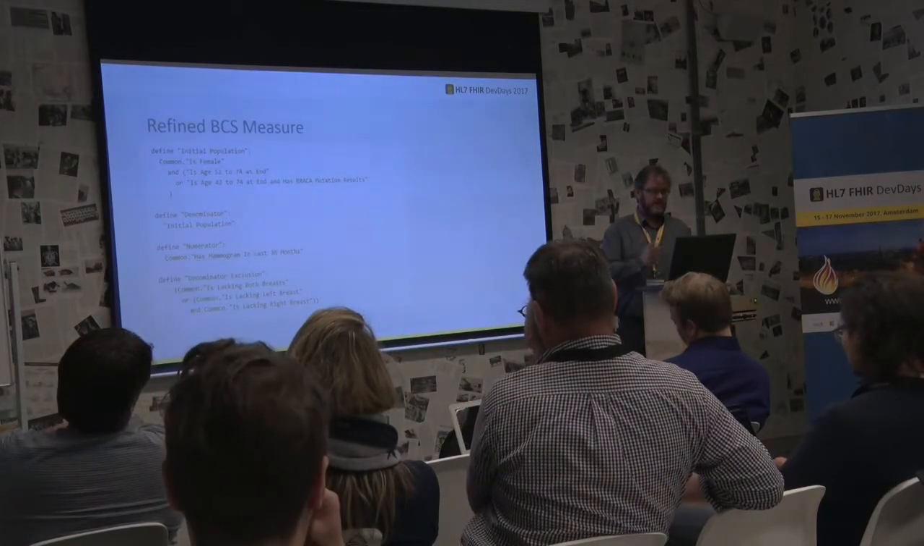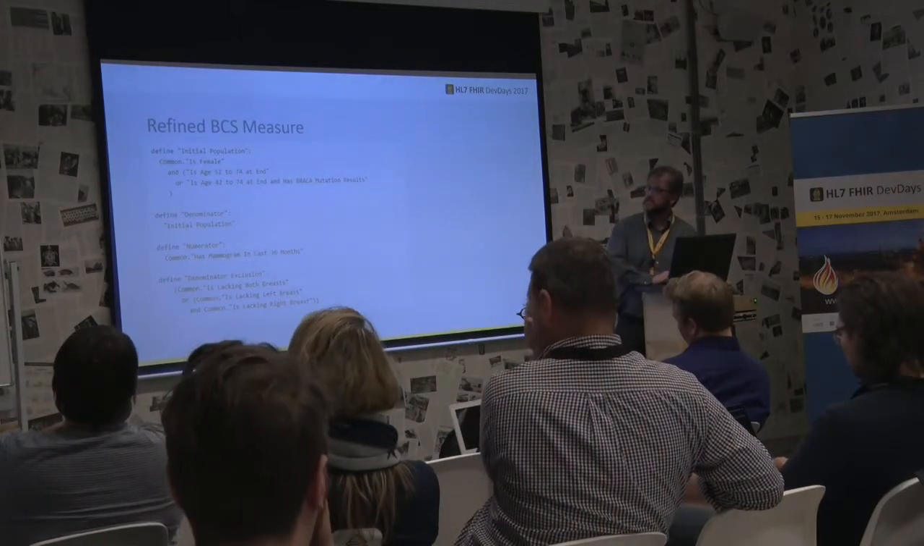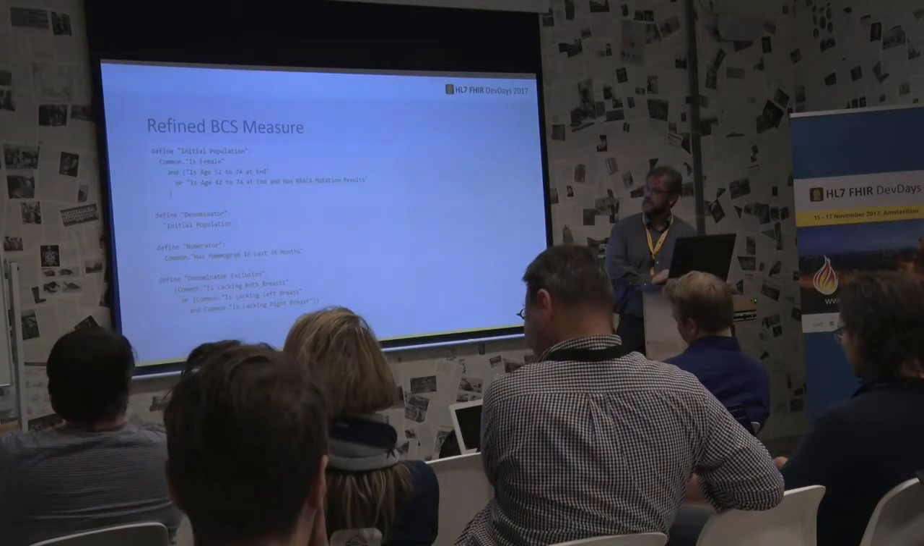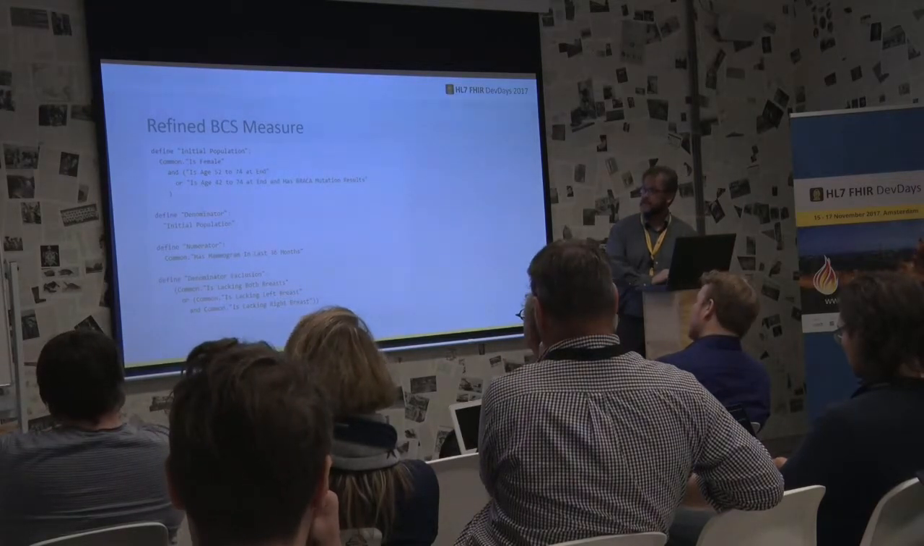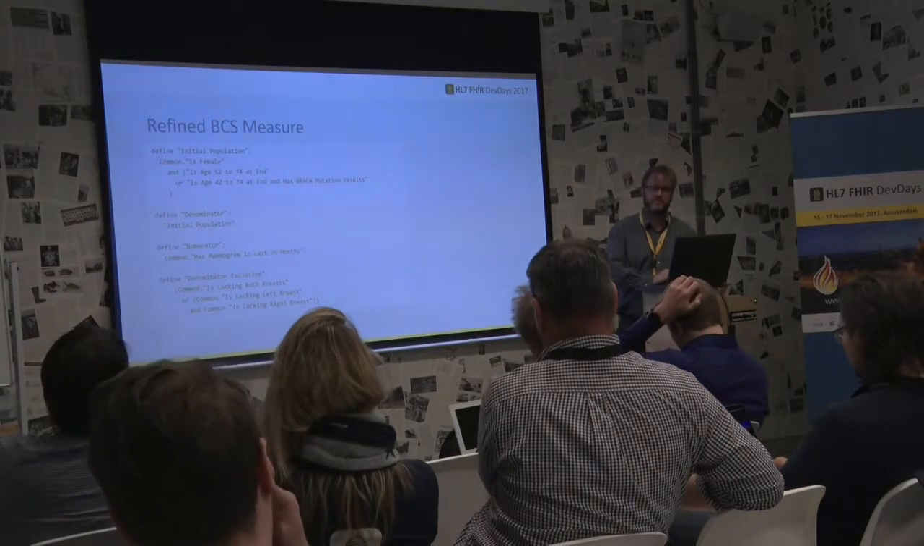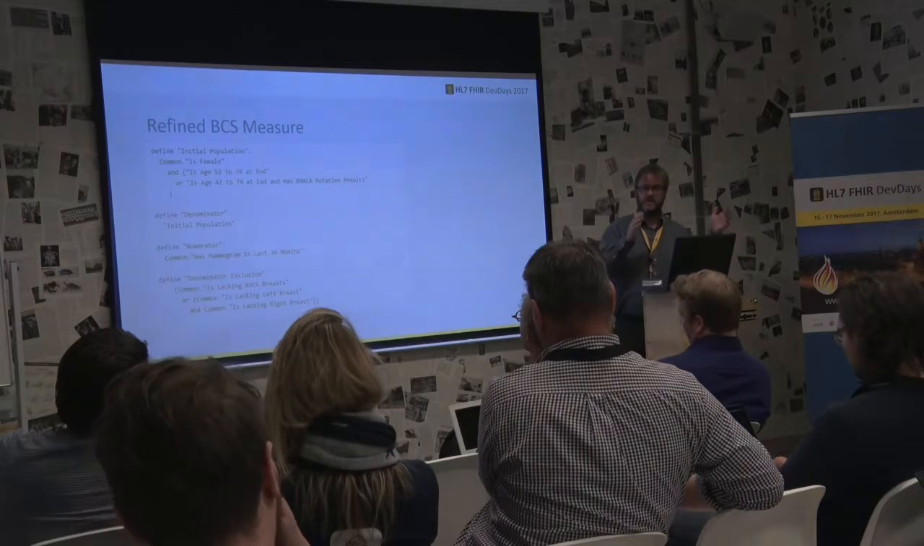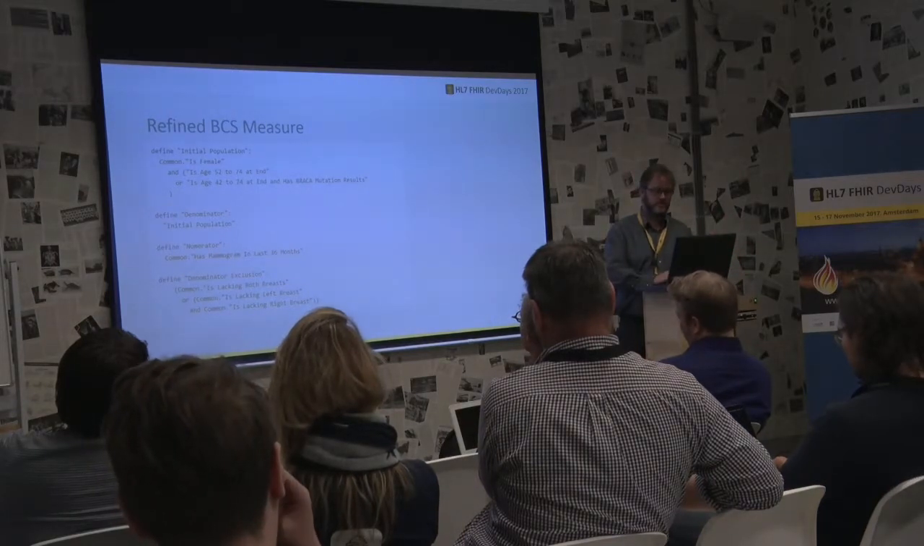So that's the refined BCS measure. We just added that condition to say either they're age 52 to 74 at end, or they're 42 to 74 at end and have BRCA mutation results. So now if they're younger and have this mutation, then they also appear in the initial population.